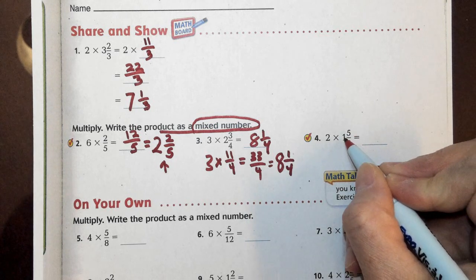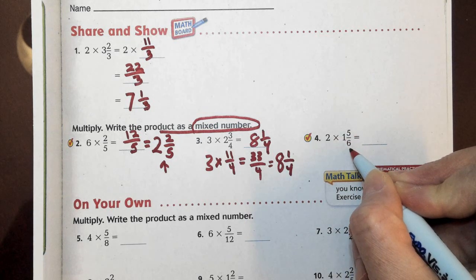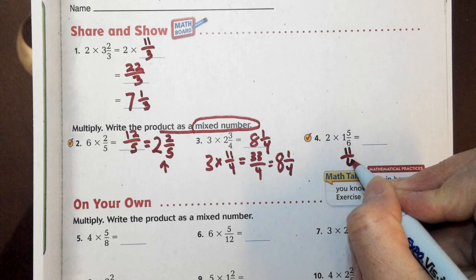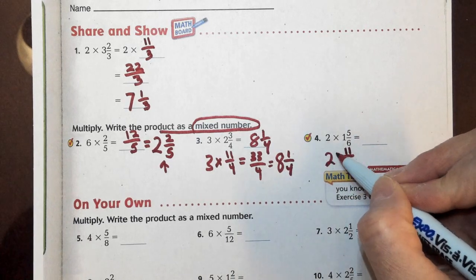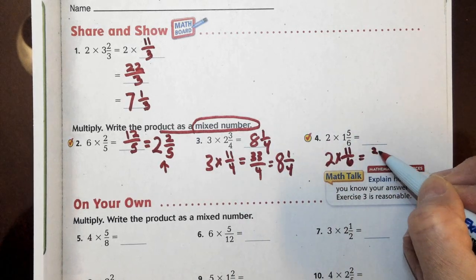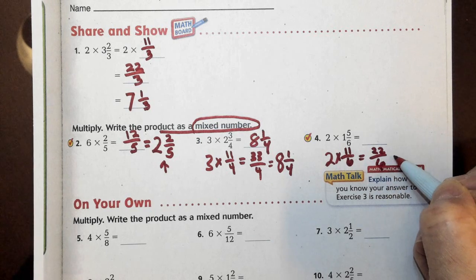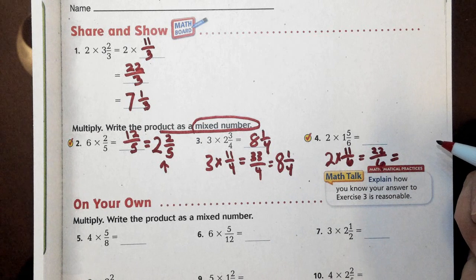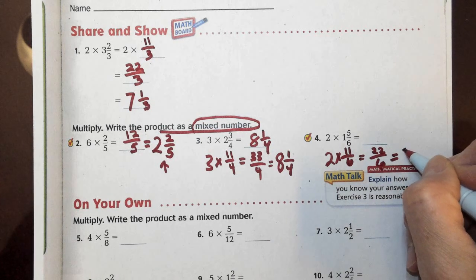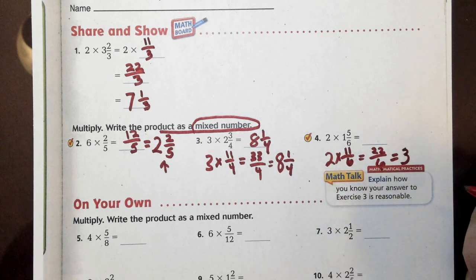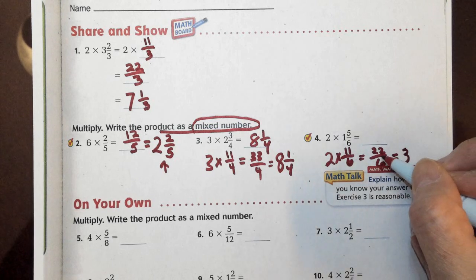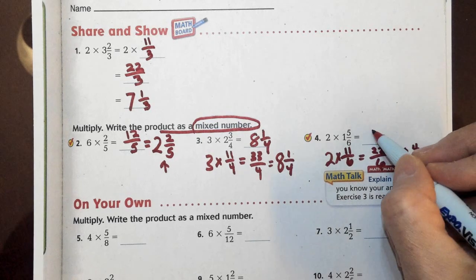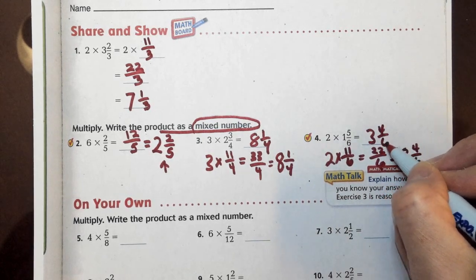To move this to a fraction, we say 1 times 6 is 6, plus 5 is 11. So we changed it to a fraction of 11/6. Then we multiplied that times 2. We got 22/6. Now to go back to a mixed number, we see how many 6's are in 22. And you know that there are 3 6's in 22. What is 3 times 6? 18, right? So 22 minus 18 left us 4/6. We moved it back to our mixed number.